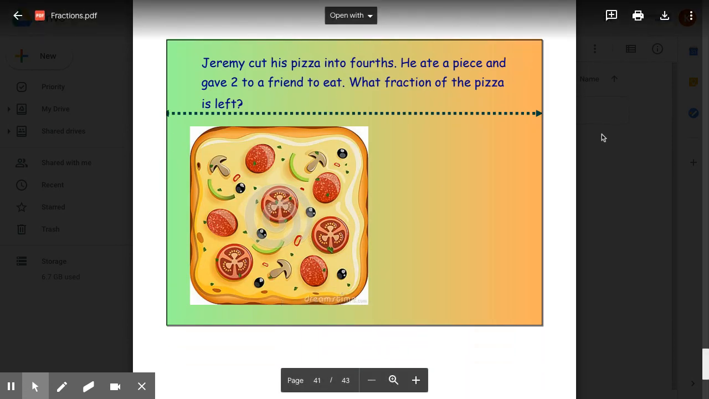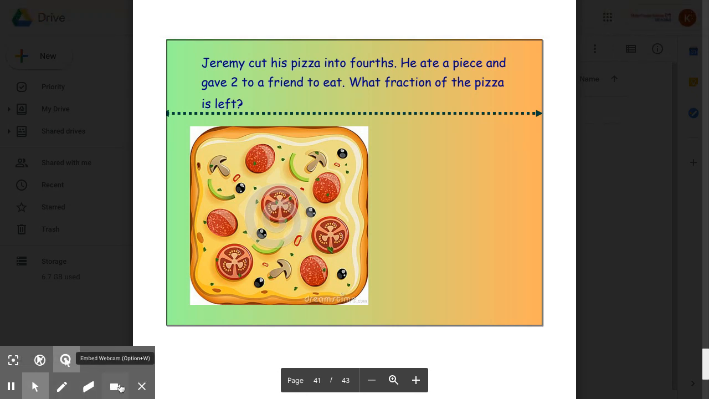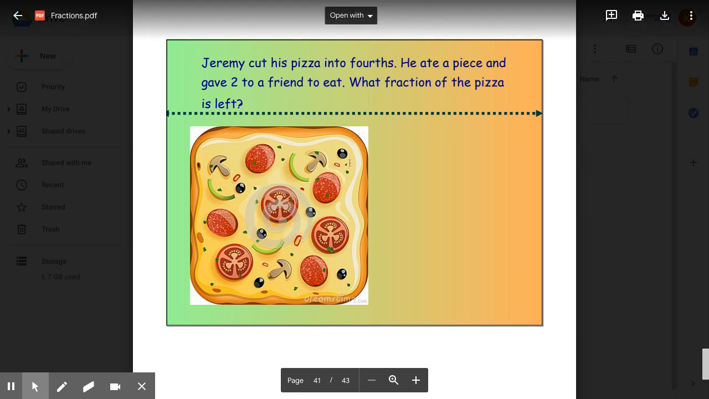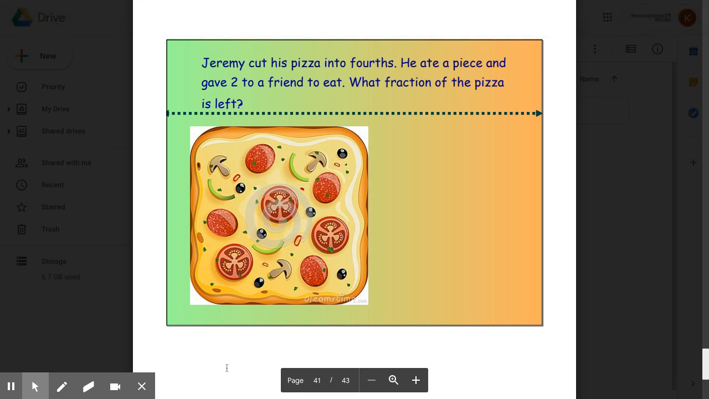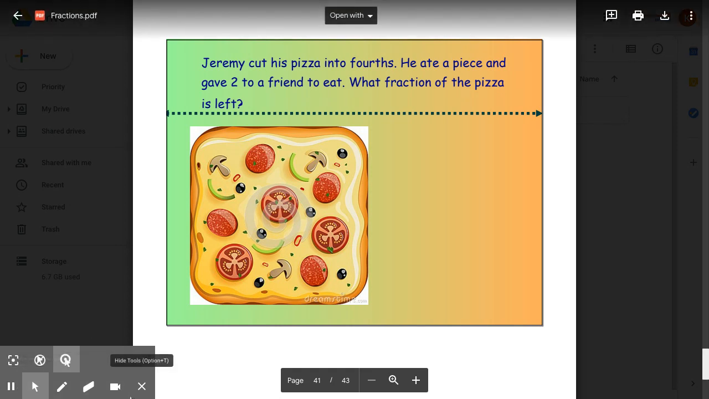All right, now I want you to try this one. I'll read it to you, but you try to solve it. Jeremy cut his pizza into fourths. He ate a piece and gave 2 to a friend. What fraction of the pizza is left? In a minute, I want you to pause the video, draw a square, and try to solve this problem. And then unpause it and we'll solve it together. Ready? Go. All right, let's solve it together.